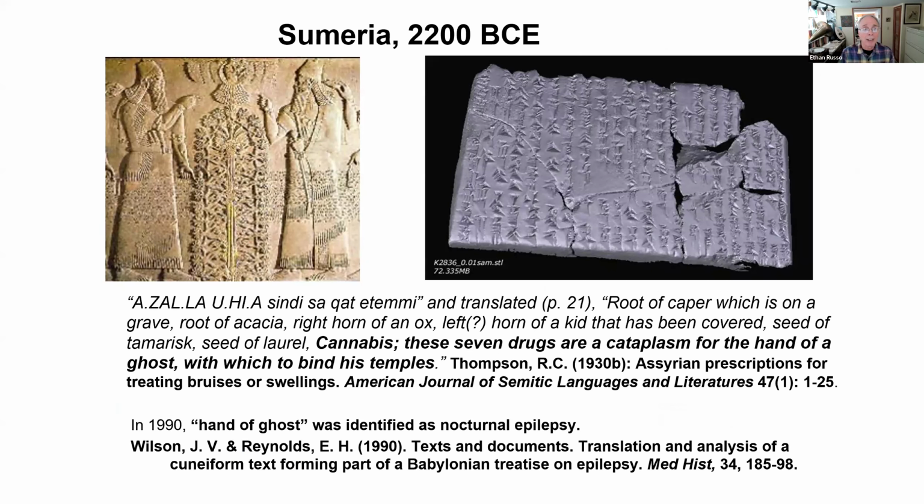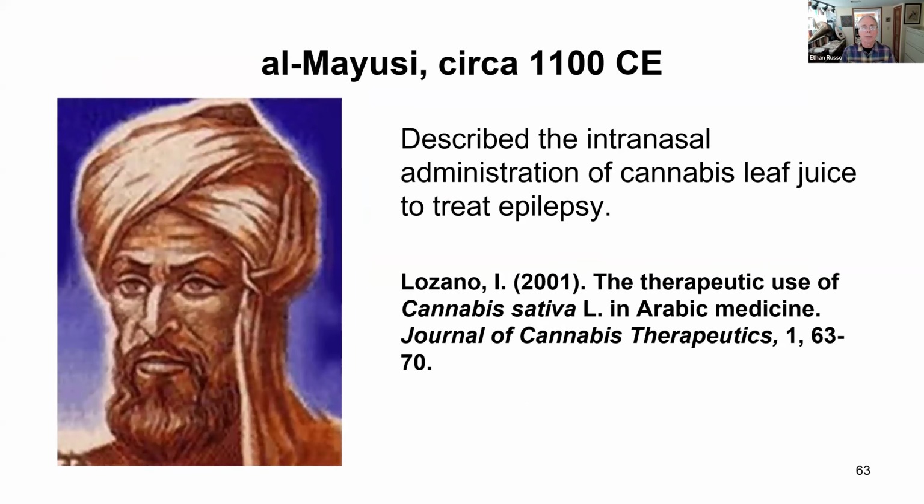Back to Sumeria, again, the ancient area of what's now Iraq, referring to Azala, and one ingredient of this preparation, cannabis. "These 7 drugs are a cataplasm for the hand of ghost with which to bind his temples." That sounds a little mysterious, but in 1990, scholars identified Hand of Ghost as nocturnal epilepsy. So this may be the first reference, more than 4,000 years ago, of cannabis as an anti-epileptic drug.